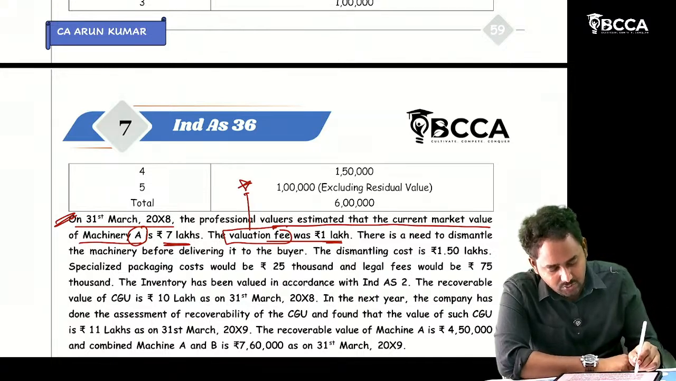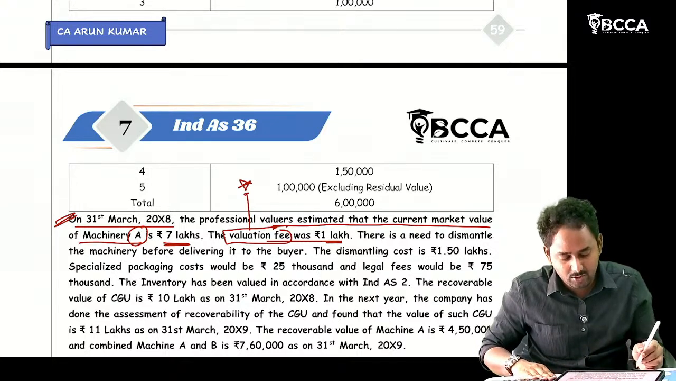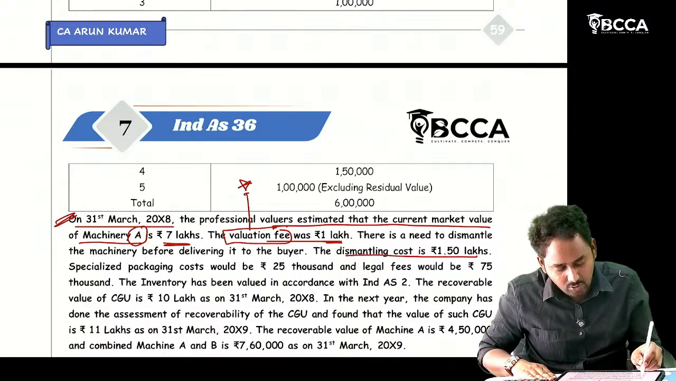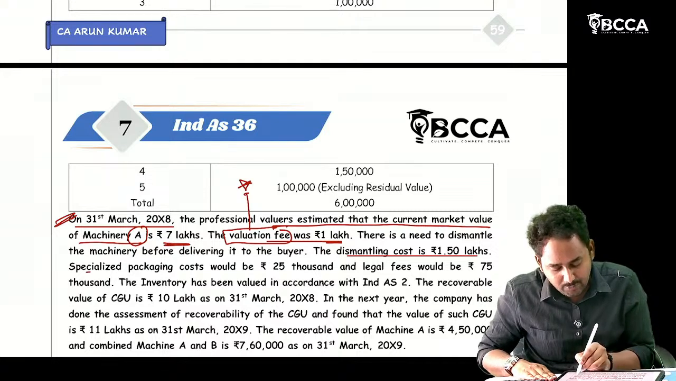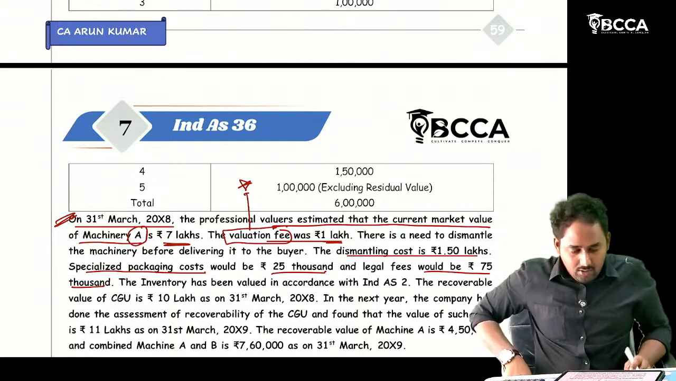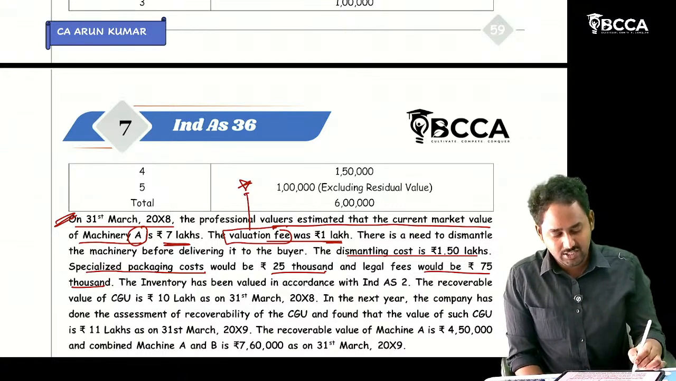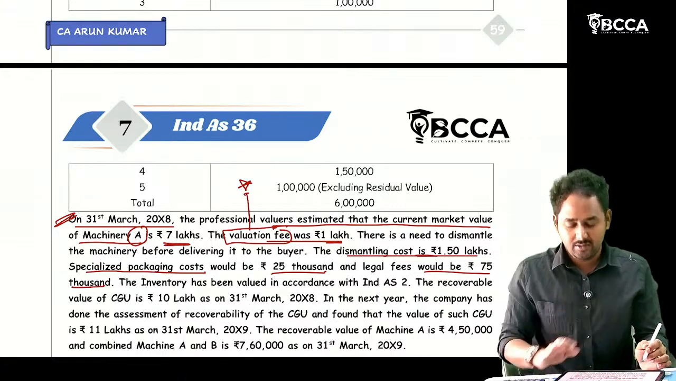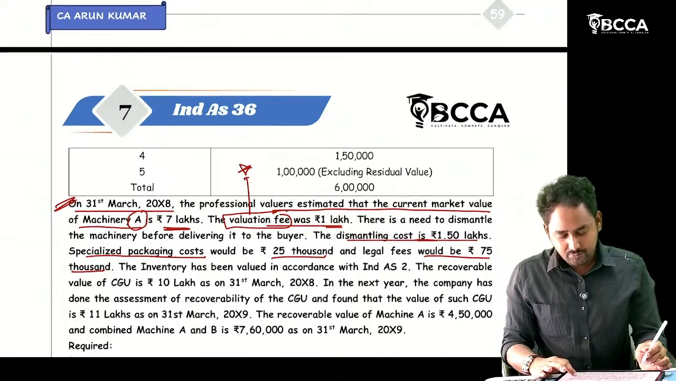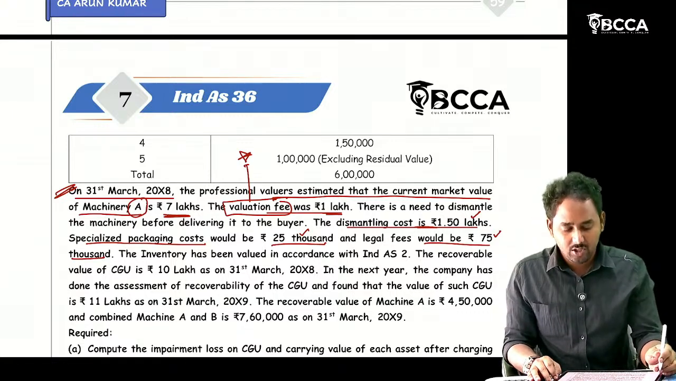Then there is a need to dismantle the machinery before delivering it to the buyer. The dismantling cost is 1.5 lakhs. The specialized packaging cost would be 25,000 and the legal fee would be 75,000. Whether these costs are included in the cost of sell? Yes, because these are necessary for selling the machinery. So 1.5 lakhs, 25,000 as well as 75,000 should be included in the cost to sell.